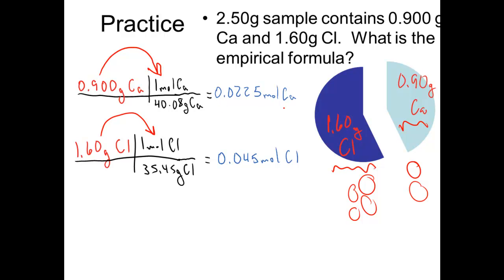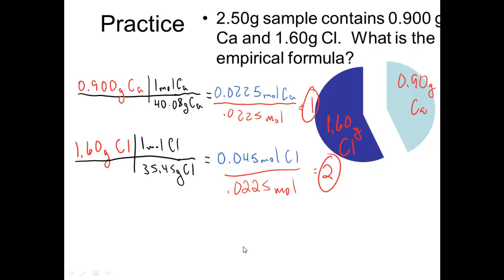You're familiar with how to convert grams of a compound to moles. The next step is to divide all of the different kinds of moles of each compound by the one that is the smallest. Now, if you're using scientific notation, be really careful. Some people don't notice which is the smallest. So the smallest here is 0.0225, and that gives us here 1, and 0.045 moles of chlorine divided by 0.0225 gives us a 2.